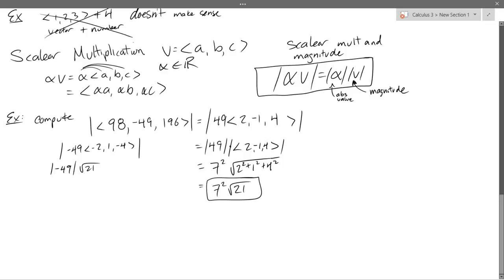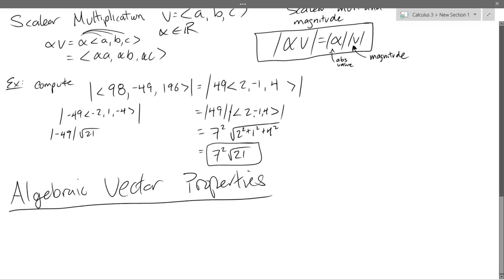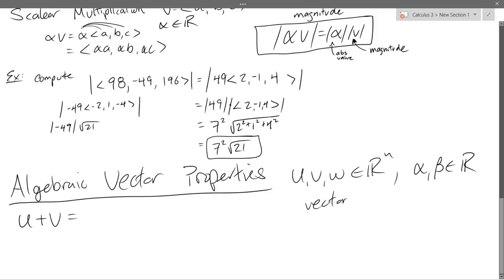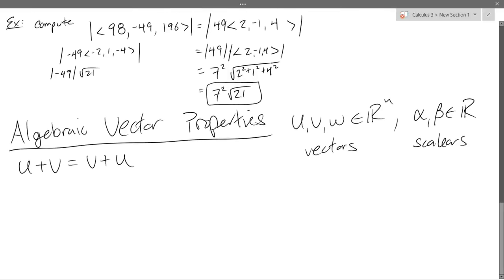So properties. These would be algebraic properties. So u, v, and w will be n-dimensional vectors. Alpha and beta will be scalars. So make sure your v doesn't look like your u. So first property, u plus v is v plus u. What do we call that property? Commutative. So this is the commutative property of addition.